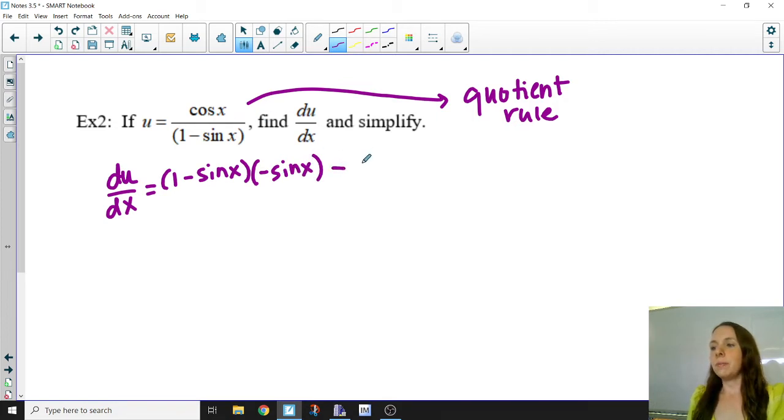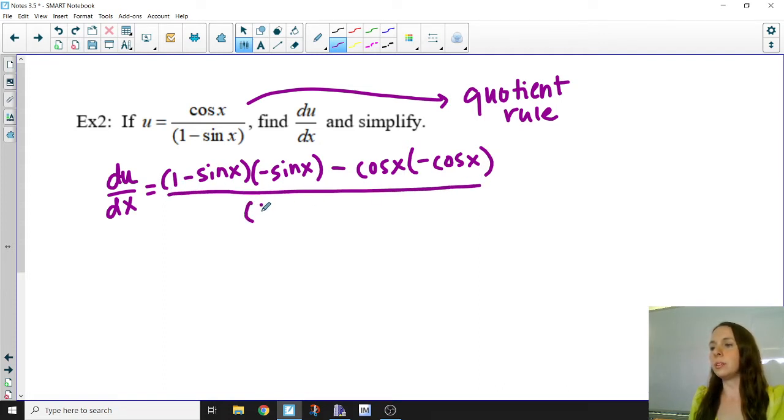Minus high d low. The derivative of sine is, well, first of all, the derivative of 1 is 0, right? Okay. The derivative of sine is cosine, but there's a negative in front of this sine, so the derivative of negative sine is negative cosine. Does that make sense? The derivative of sine is cosine, therefore the derivative of negative sine is negative cosine. All over a low low means your denominator squared.